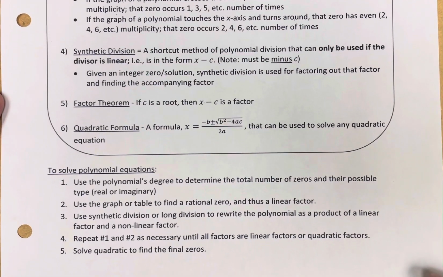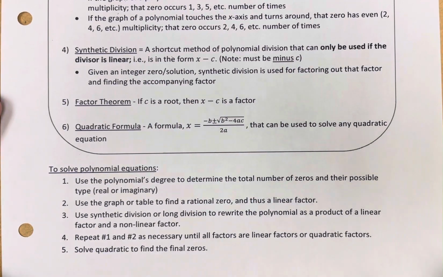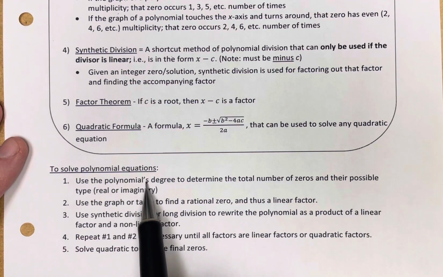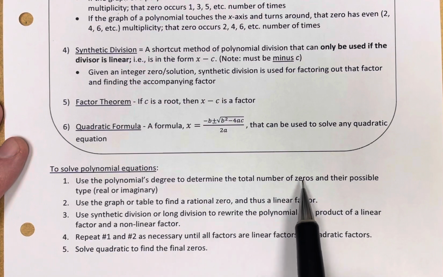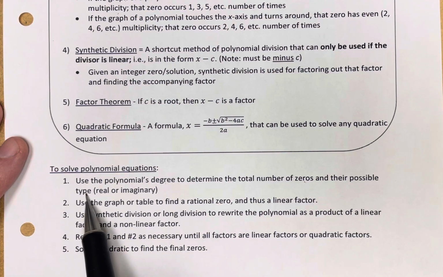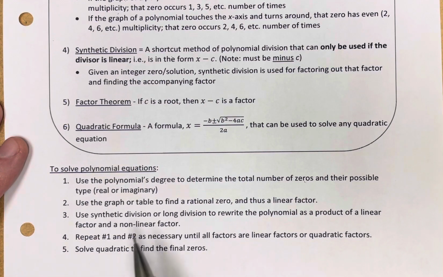Okay, what's involved with solving polynomial equations? Well, the basics are this. We're going to use the polynomial's degree to determine the total number of zeros and their possible type. Are they real or are they imaginary? We're then going to use the graph or the table to find a rational zero and thus a linear factor. We're then going to use synthetic division or long division to factor that out and rewrite the polynomial as a product of a linear factor, which we got from here, and the remaining factor, which is a nonlinear factor.